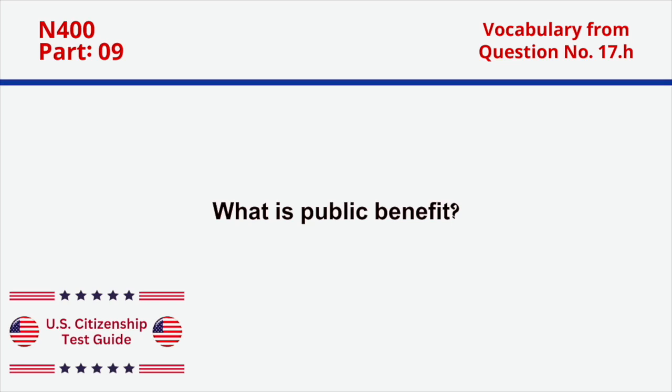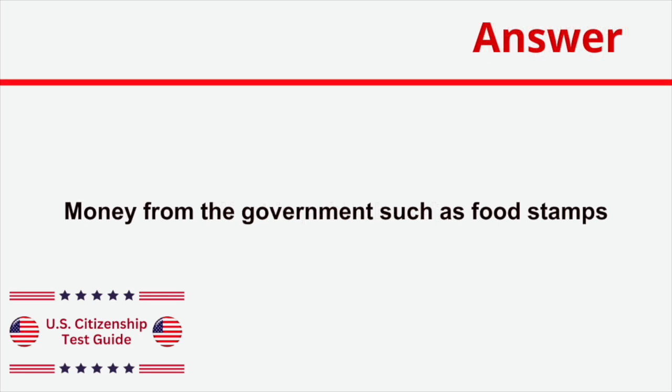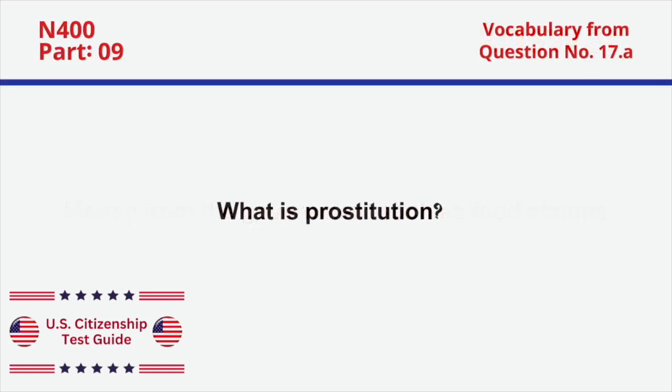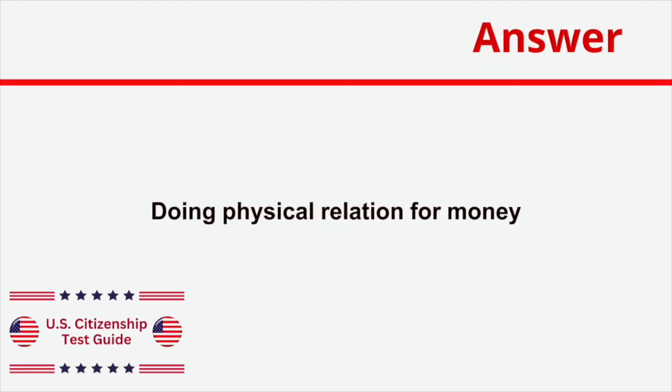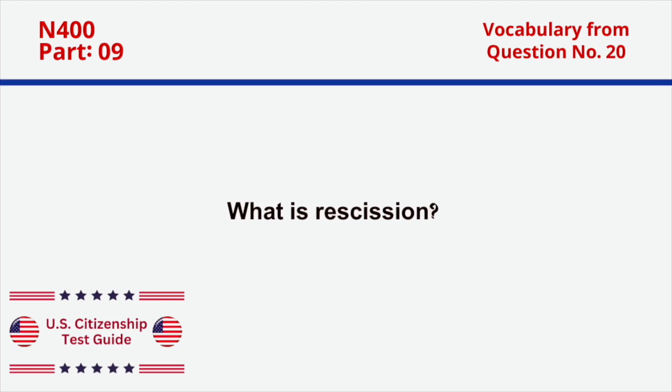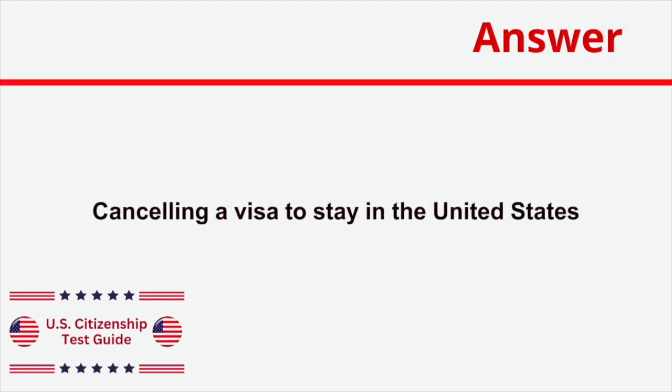What is public benefit? Money from the government, such as food stamps. What is prostitution? Doing physical relation for money. What is rescission? Canceling a visa to stay in the U.S.